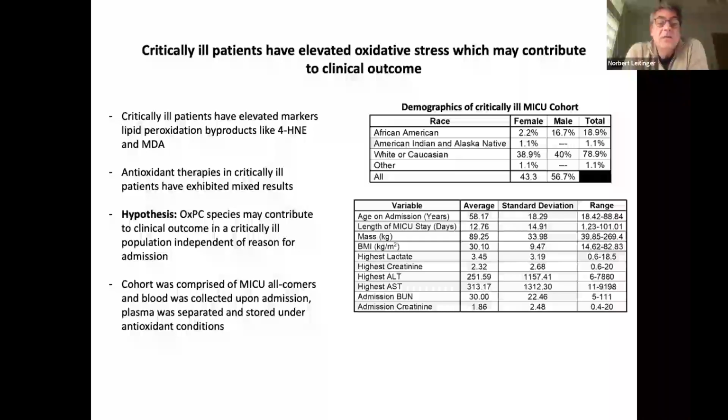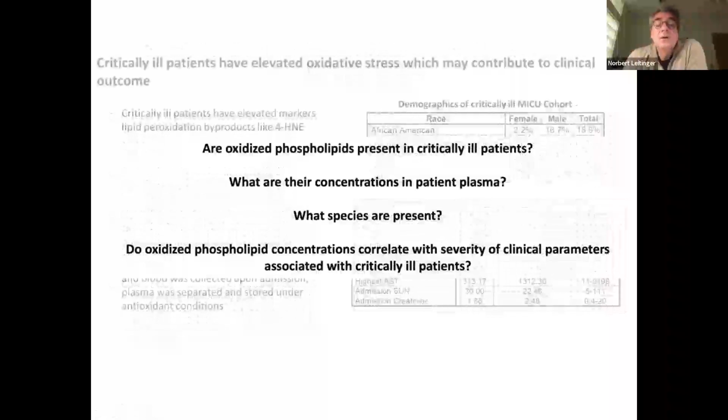So the hypothesis being that some of these OXPC species may contribute to the pathology and maybe even to the outcome in these critically ill patients. Here are the patient characteristics. Here are the questions which we would ask, and we would do mainly correlations with the levels that we measure in these plasmas.